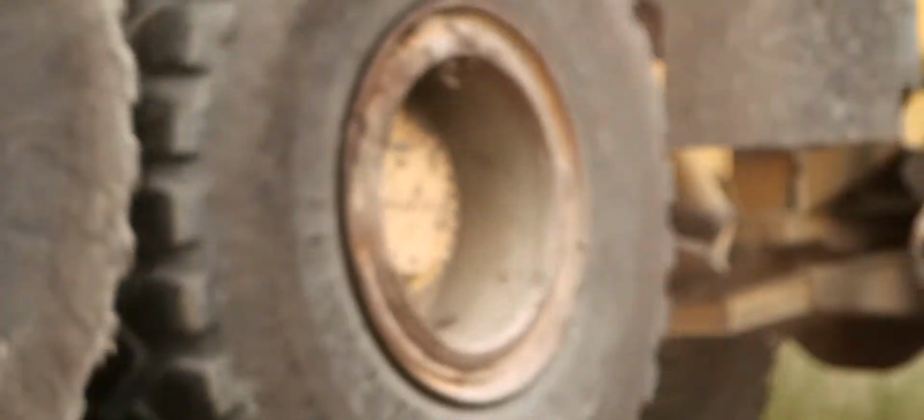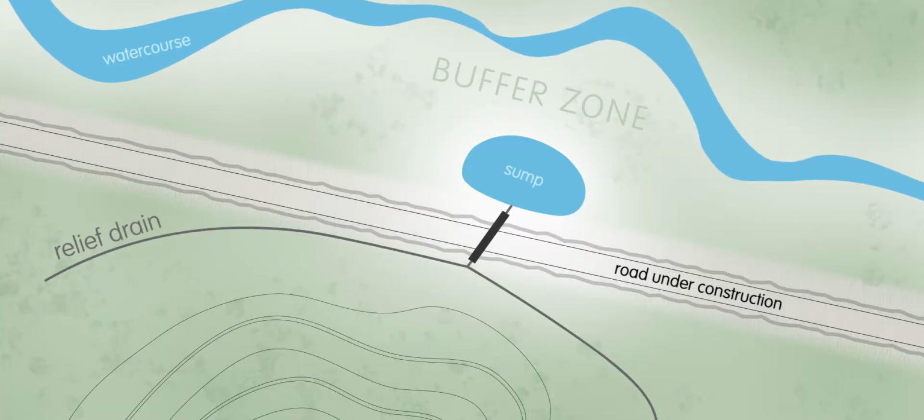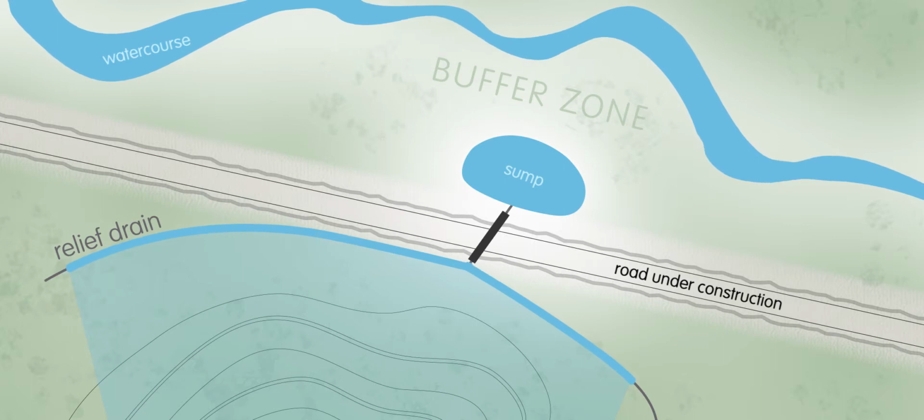While building a road, water is often the main constraint to manage. A relief drain can be used to stop water reaching the road during construction. Water can then be directed to areas like a culvert, where it can be managed before it reaches a watercourse.